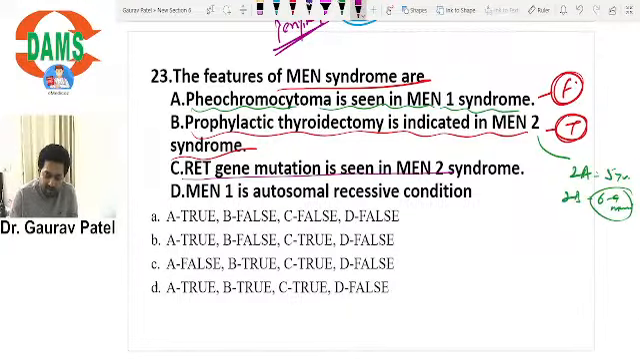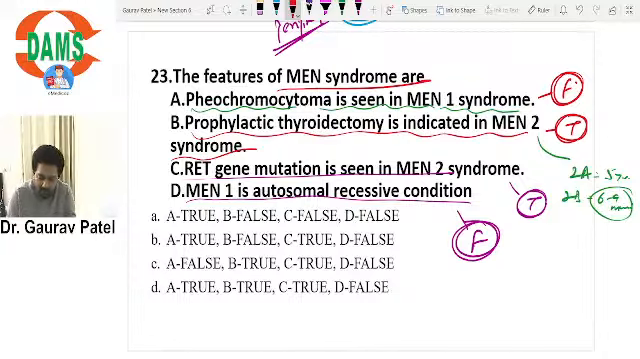RET gene mutation is seen in MEN2 syndrome. That is a true statement. MEN1 is autosomal recessive. This is false. All the types of MEN are autosomal dominant. So what is the correct thing? A false, B true, C true, D false. Option number C is correct. No confusion? All clear?